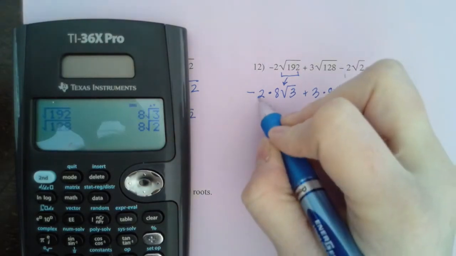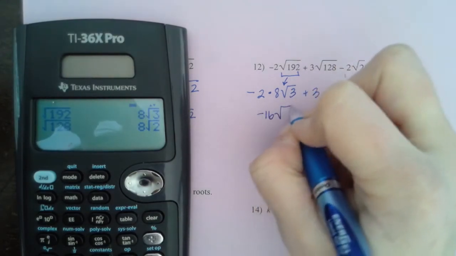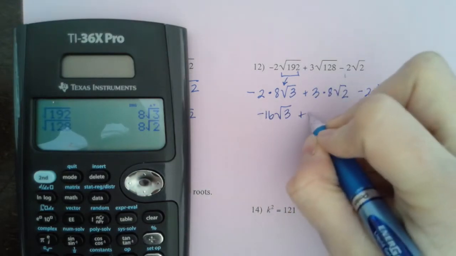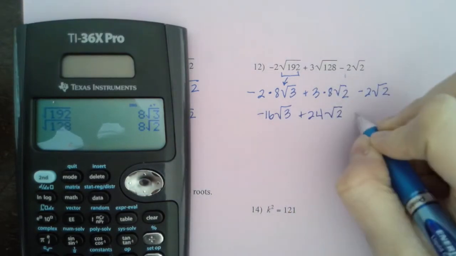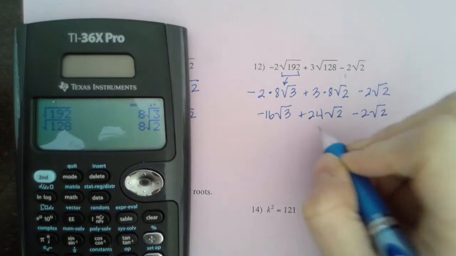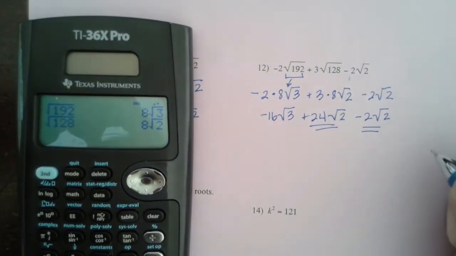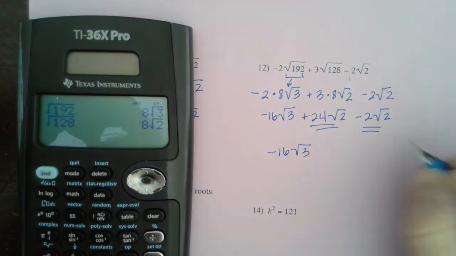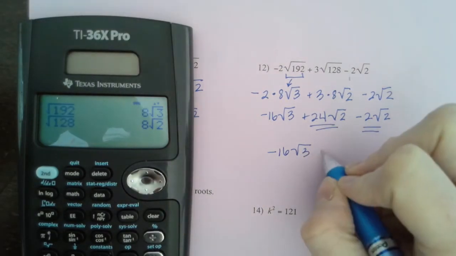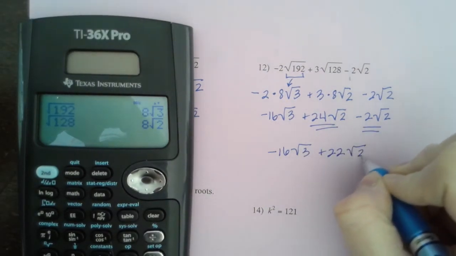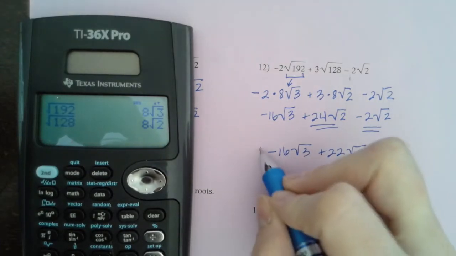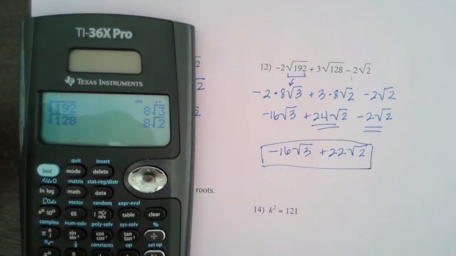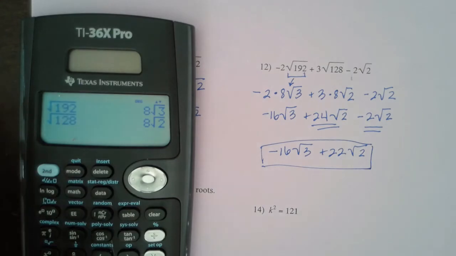So now we have to simplify. Negative 2 times 8 is negative 16 root 3. 3 times 8 is 24 root 2. And then minus 2 root 2. So the only ones we can combine now are these guys because they have the same root at the end. So now we've got negative 16 root 3. And if I take 24 and subtract 2, that gives me 22 root 2. Since 3 and 2 are not the same number, we are all done. Okay.